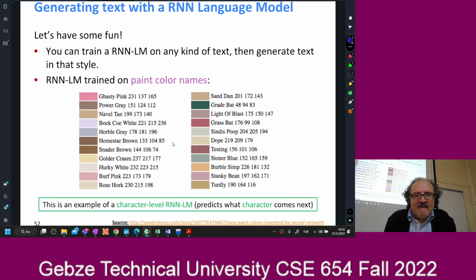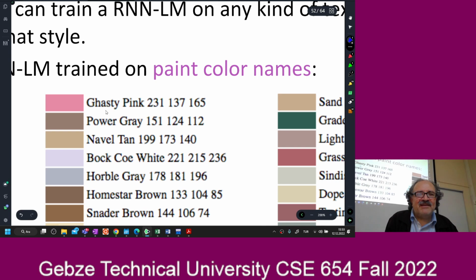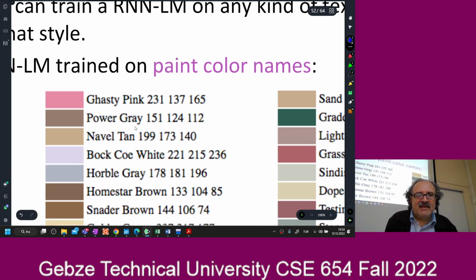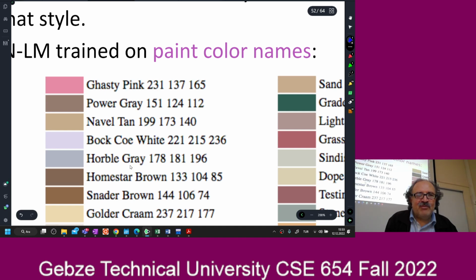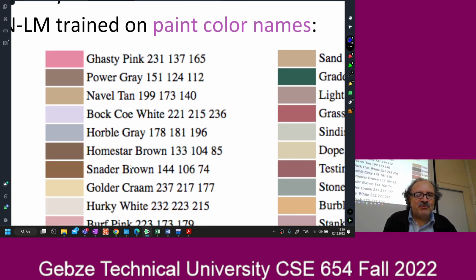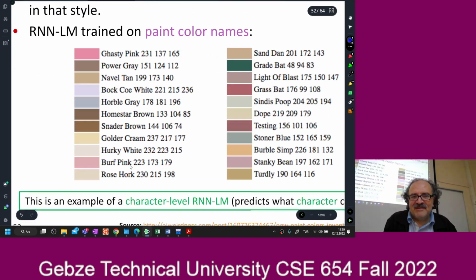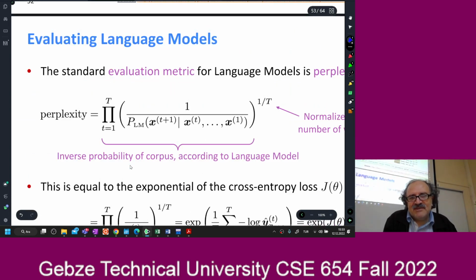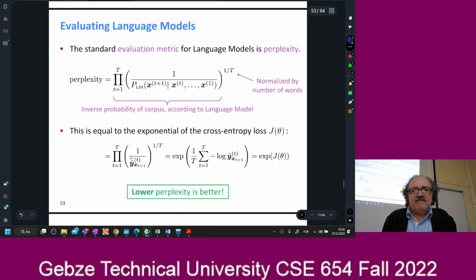So they trained the network on color plates from the paint color catalogs of the paints, right? So they asked the RNN to produce some color names. For that one, you know how they make up the color names? Gas the pink, power gray, navel tan, horrible gray. I don't know how they come up with the names of those car colors, for example. Okay, just fun.